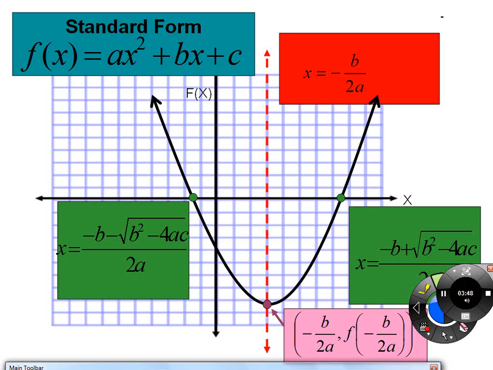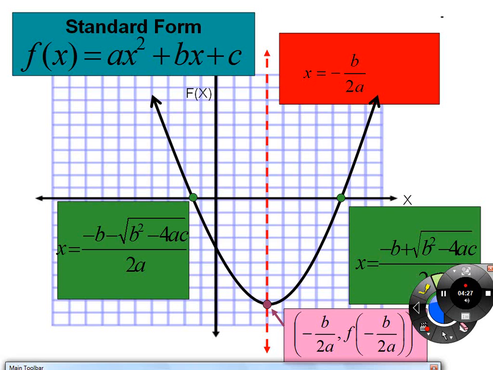Now, where did this negative b over 2a come from? Remember the quadratic formula has a plus or minus in it? Notice this one's using the plus and this one's using the minus. So when you solve something using the quadratic formula, some of the time you use both the plus and the minus. And when that happens, that means there's two answers, one from the calculation with the plus and one from the calculation with the minus.